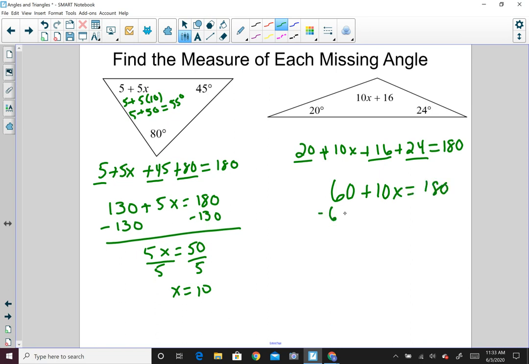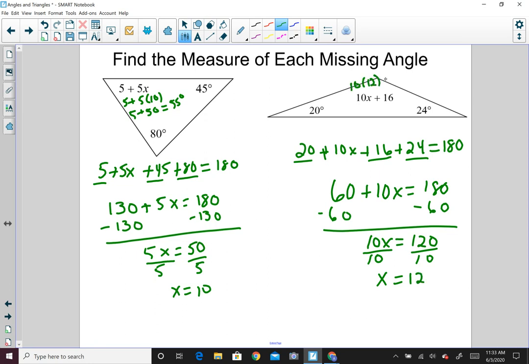I'm going to subtract that 60 from both sides. So I get 10x equals 120 and divide both sides by the coefficient, that 10 that's next to the x. And x turns out to be 12. So now I've got to put that back in. 10 times 12 plus 16 is 120 plus 16. So that angle is 136 degrees.